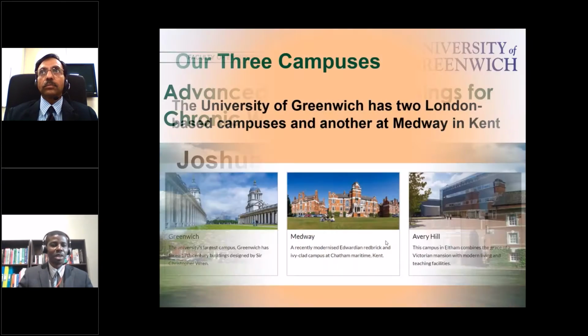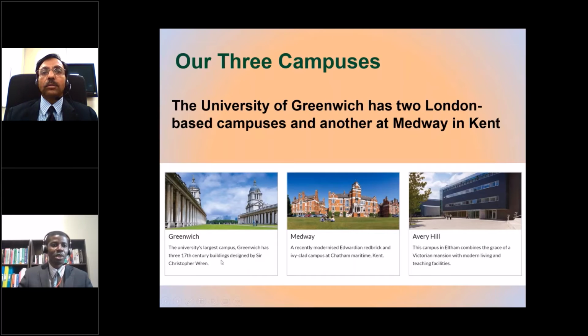So let me tell you briefly a bit about the University of Greenwich. We have 3 campuses. Our main campus is in central London in Greenwich, where the Greenwich Mean Time is located. I'm based in a campus called Medway in Kent, which is in the southeast. And then we have another campus in London in Avery Hill, in a place called Eltham.